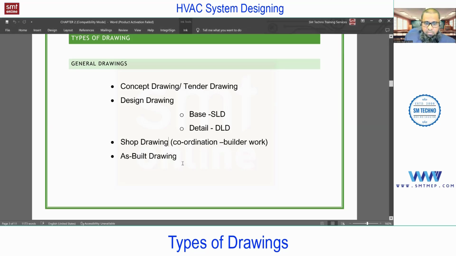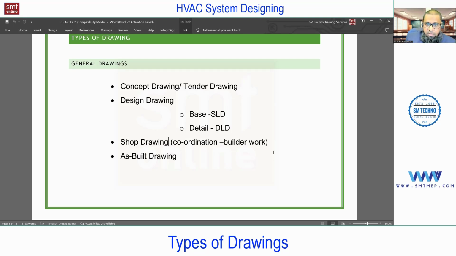So the shop drawing will be prepared by whom? Generally, in actual practice, by? Yes, the contractor. Because the contractor is responsible for the installation. And again, I'm not talking about the main contractor who is taking the overall responsibility for design and build. Here I'm talking about a subcontractor who is taking care of the HVAC side.